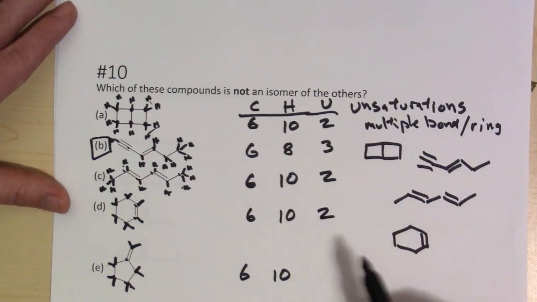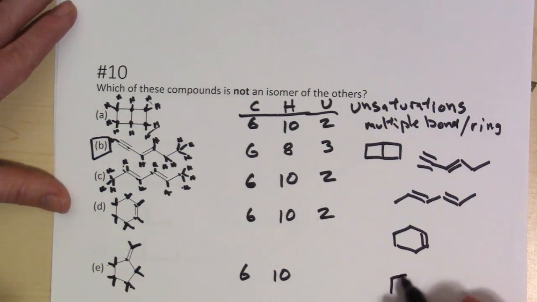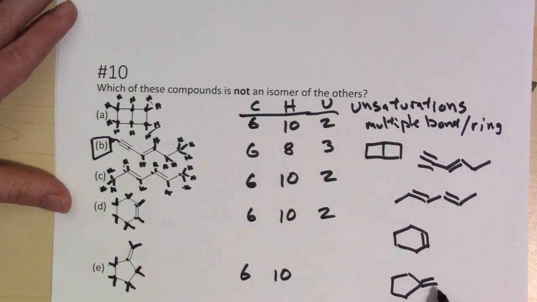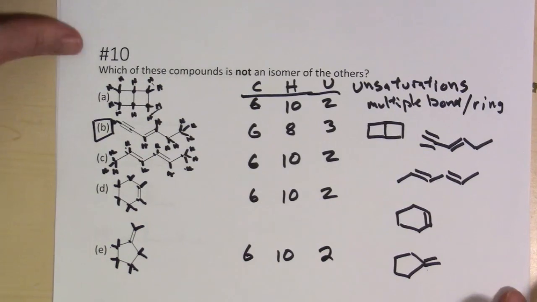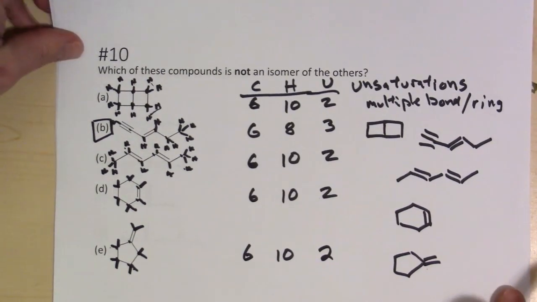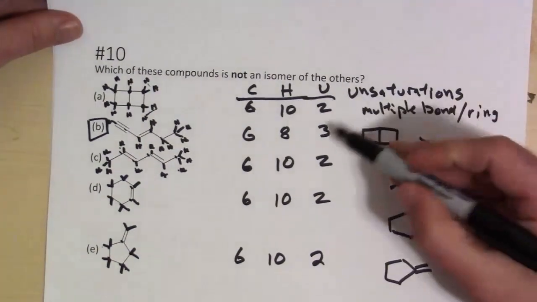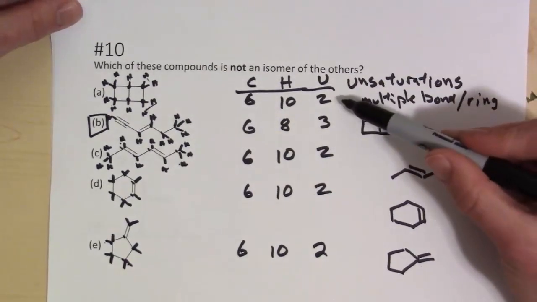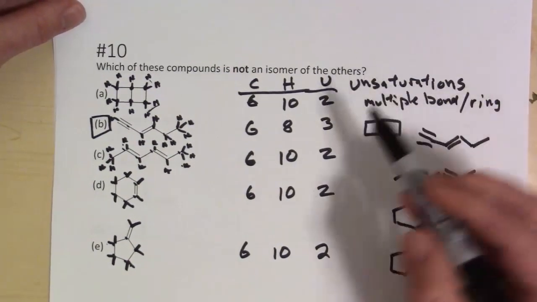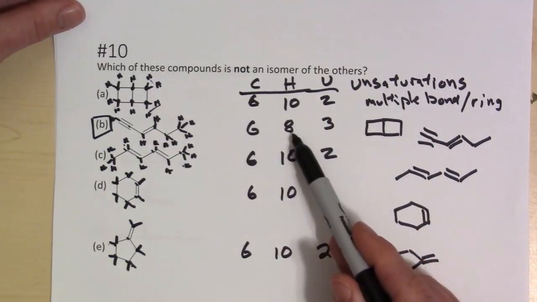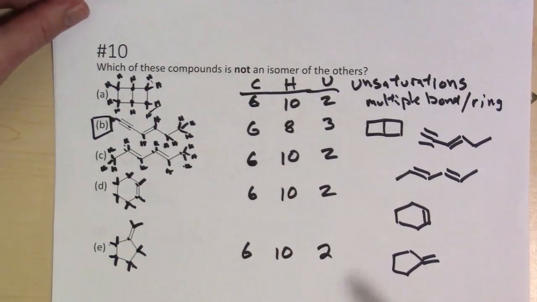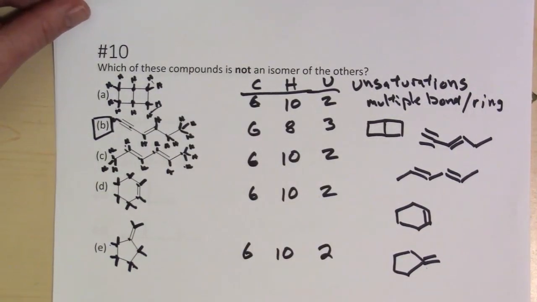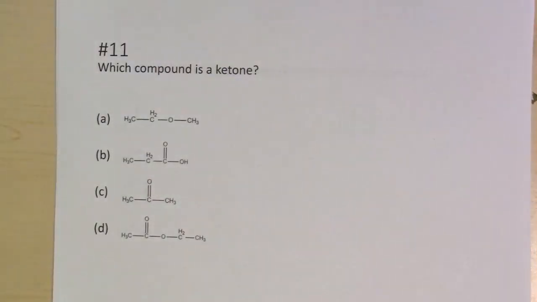And similar for E, we had 1 ring, 1 double bond, 1 unsaturation for each, giving us 2 unsaturations total. So again, you can see that B is different here. It has 3 unsaturations. The rest of the molecules had 2 unsaturations. So that extra unsaturation accounts for the 2 less hydrogens as well. So that makes B not an isomer with the rest of the molecules that you see here.